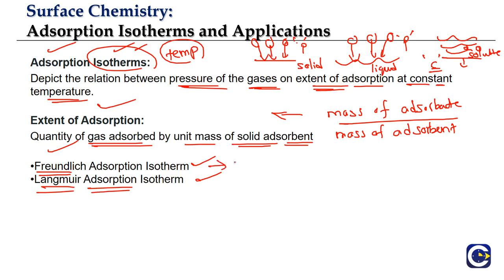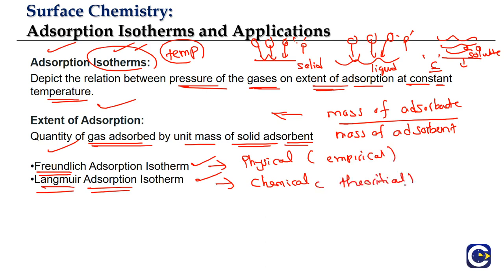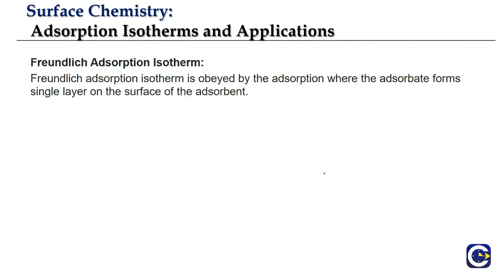So mainly the Freundlich adsorption isotherm is defined for the physical adsorption or physisorption, and the Langmuir is defined for the chemical adsorption or the chemisorption. Freundlich is more of an empirical formula based analysis, and the Langmuir adsorption isotherm is based upon certain theoretical assumptions.